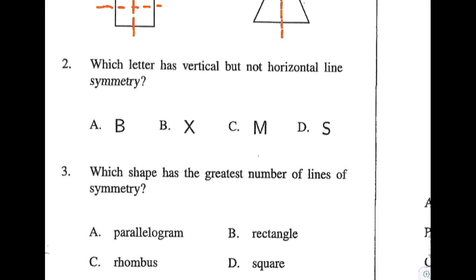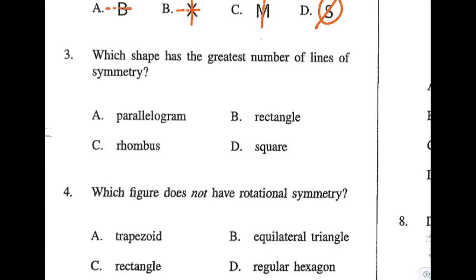Number 2, what letter has vertical but not horizontal line symmetry? So which one can be cut this way but not the other way? Can't be X because it goes both ways. It can't be B because it goes this way and not the other way. S has none. M is the only letter in that list that can be folded with a vertical line but not any other line.